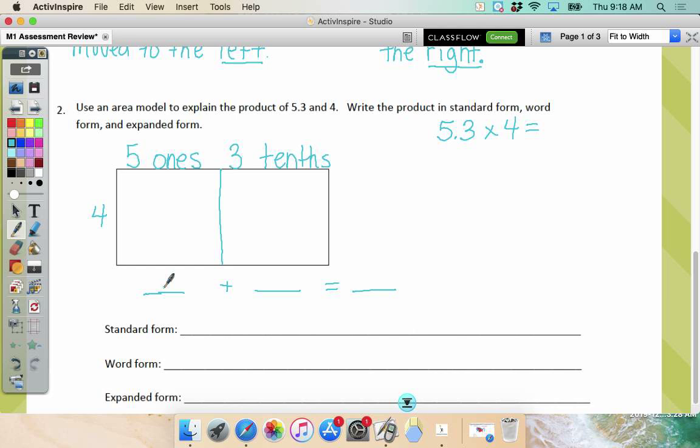Okay, now on Zern they wrote down 4 times 5 ones, didn't they? But we don't do that. What do we write? We just write 20 ones. Yeah, we don't write 4 times 5. Can you write 4 times 5 ones? No. Yeah, equals 20 ones? Sure you can. And 4 times 3 tenths equals 12 tenths.